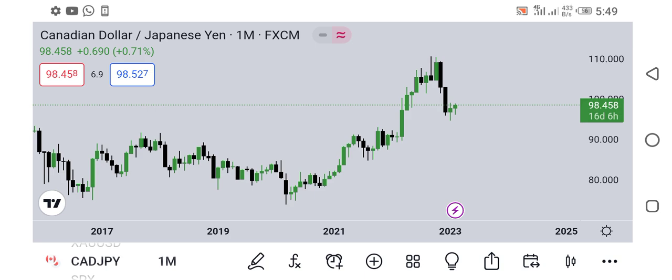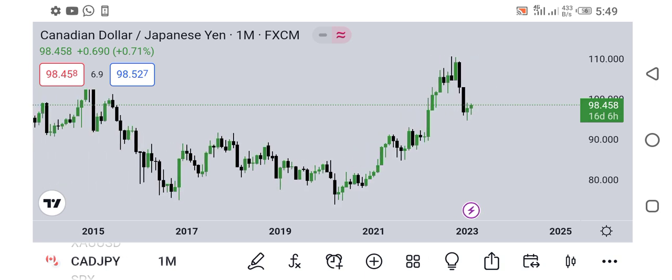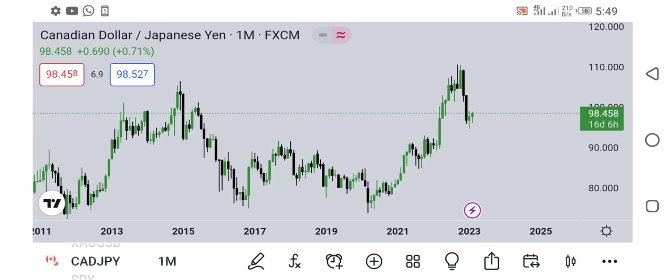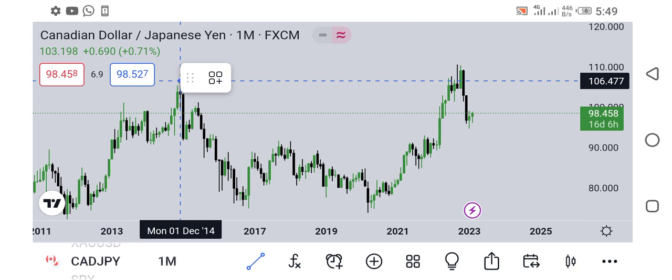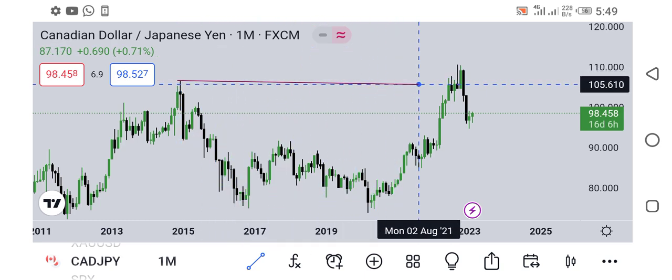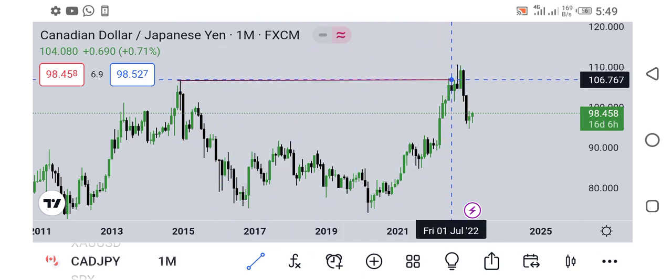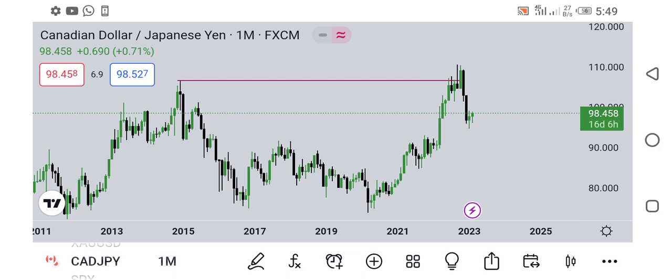So what do we see on the monthly? I can see that the market takes this high here. The market took the high, so immediately it takes the high. If you understand the law, what do you expect? You should expect a retracement before it continues upward, if it wants to go up.